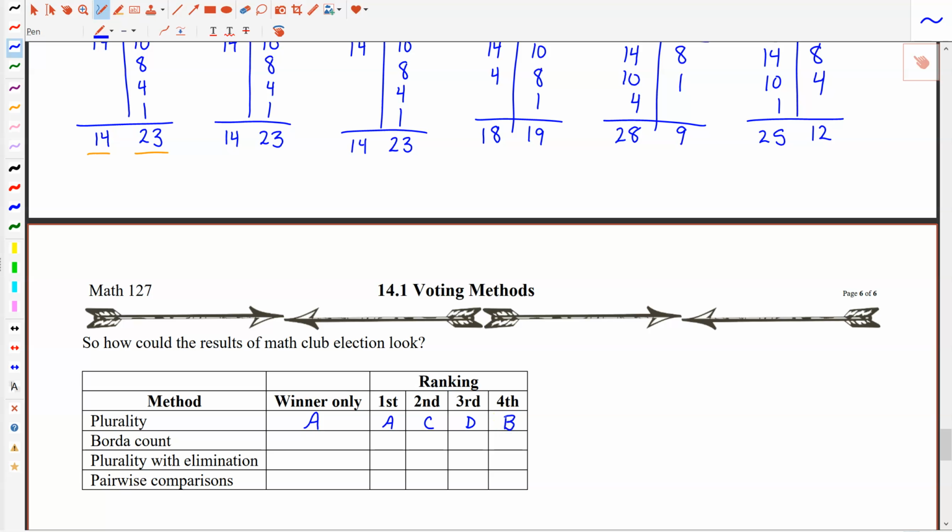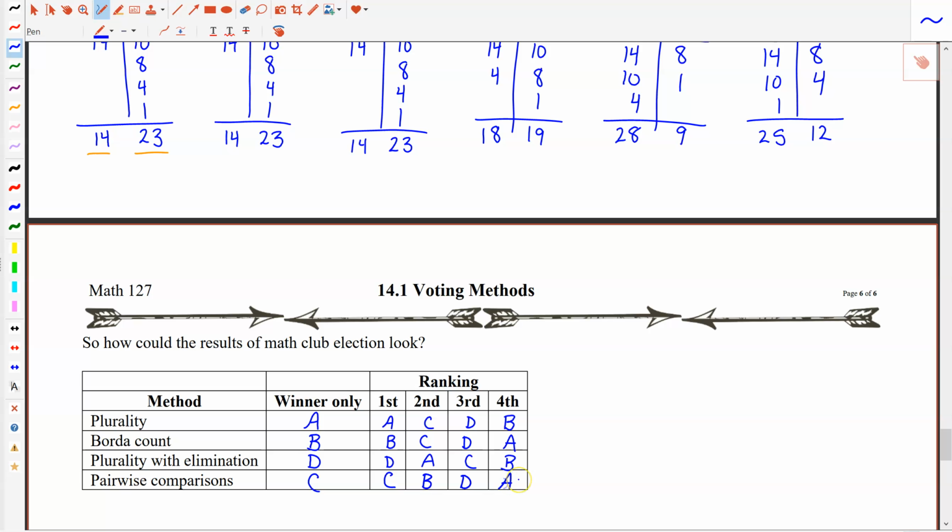Alright, so this is just summarizing everything that we've been talking about so far in this section. When we went through the Borda count method, the winner was B, and our ranking looked like B, C, D, then A. Under plurality with elimination, the winner was D, and our ranking looked like D, A, C, B. And finally, under the method of pairwise comparisons, our winner was C, and our ranking looked like C, B, D, A.